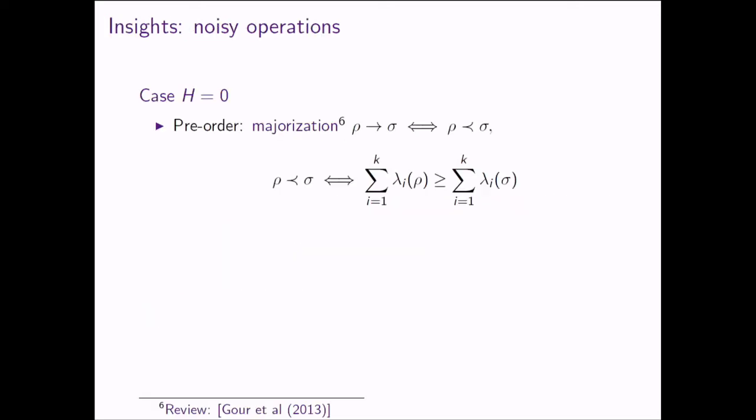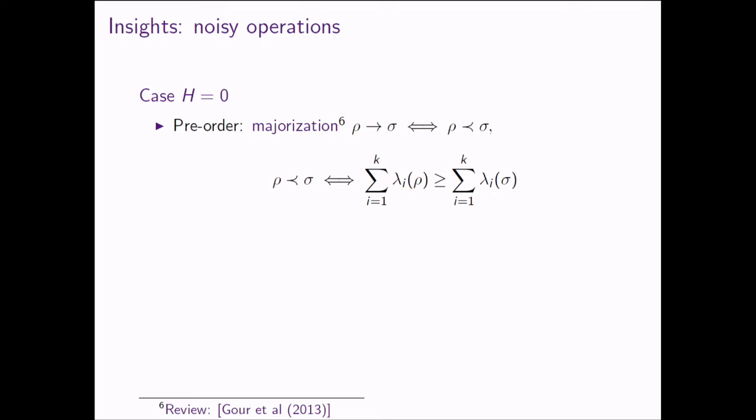So first, let's look at a simple example, which is when the Hamiltonian is degenerate. Okay? So then you're allowed all the unitary operations, and you're allowed Gibbs states, but Gibbs states on a degenerate Hamiltonian just mean a fully mixed state. Okay? So this is the framework of noisy operations. You're allowed mixed ancillas, and you're allowed unitary operations. So if you have this, the order that you get in your states, in your resources, is majorization.